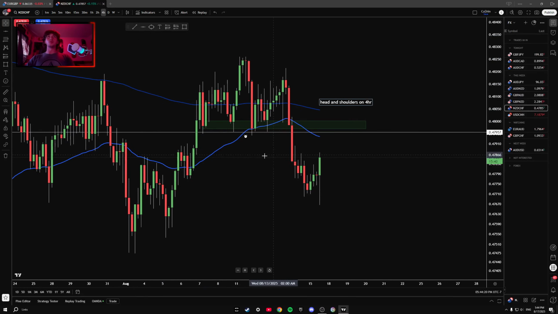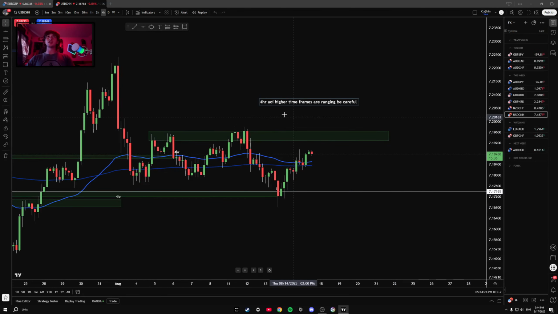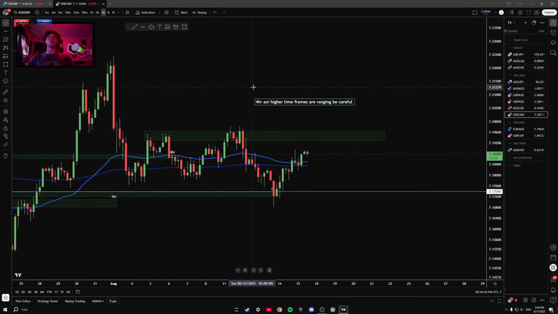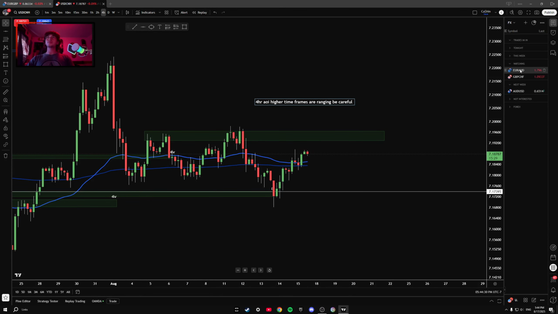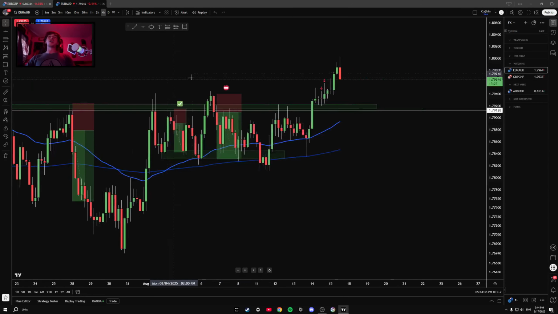Alright, another 4-hour head and shoulders. This looks very clean, so we're waiting for the rejection. USD CHF. Good 4-hour time frame, but higher time frames are ranging, so you got to be careful on that one. And we're watching Euro AUD. This one's not great, honestly, guys. I'm just a little dumb and want to watch it go.